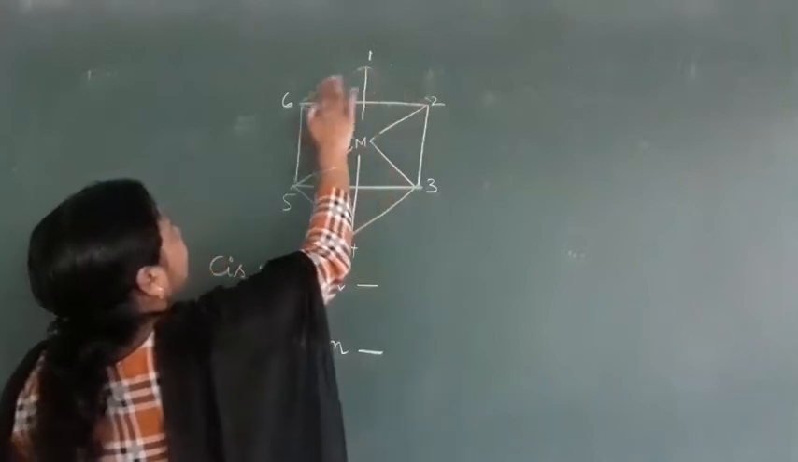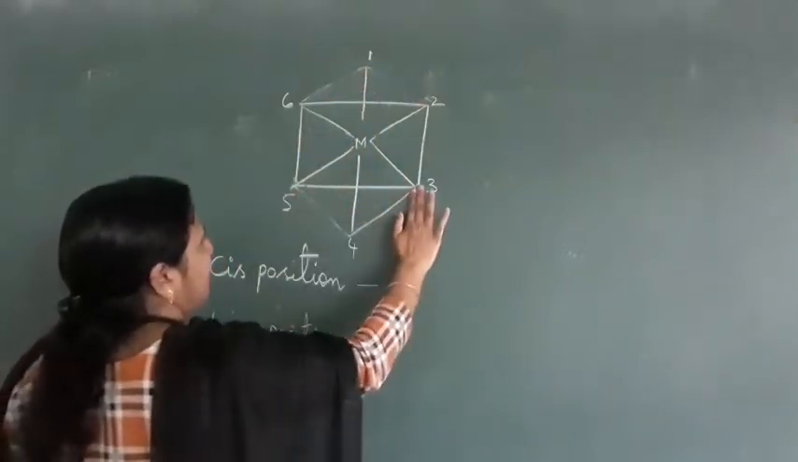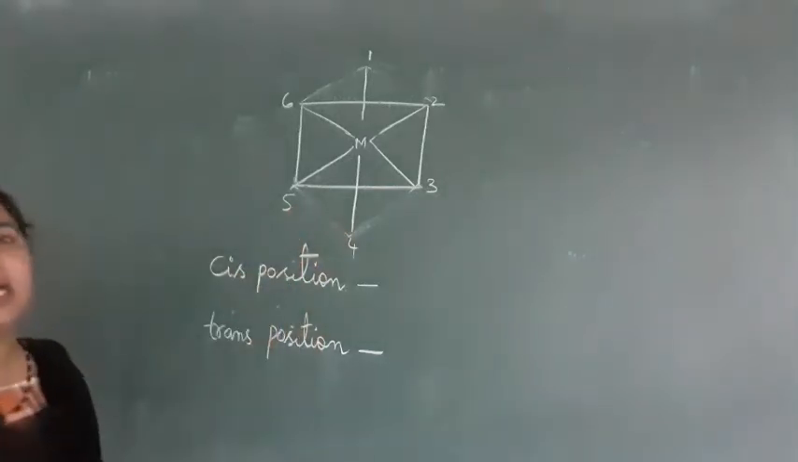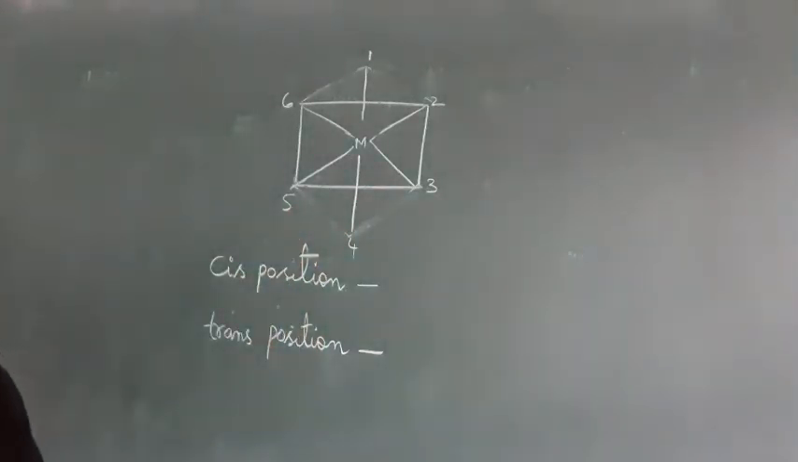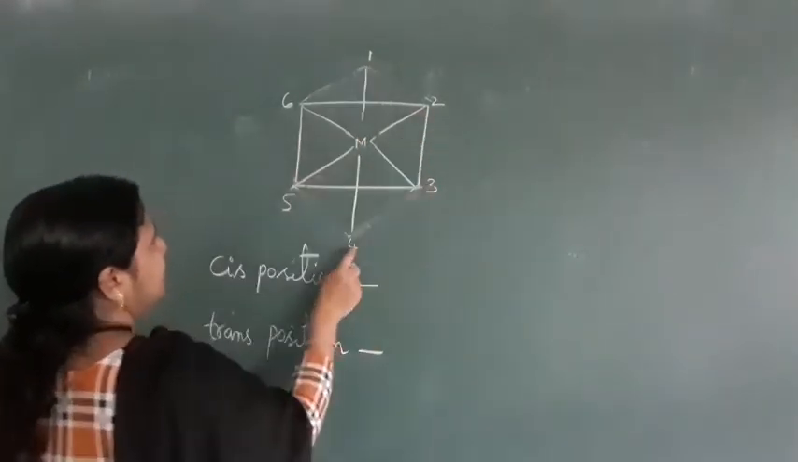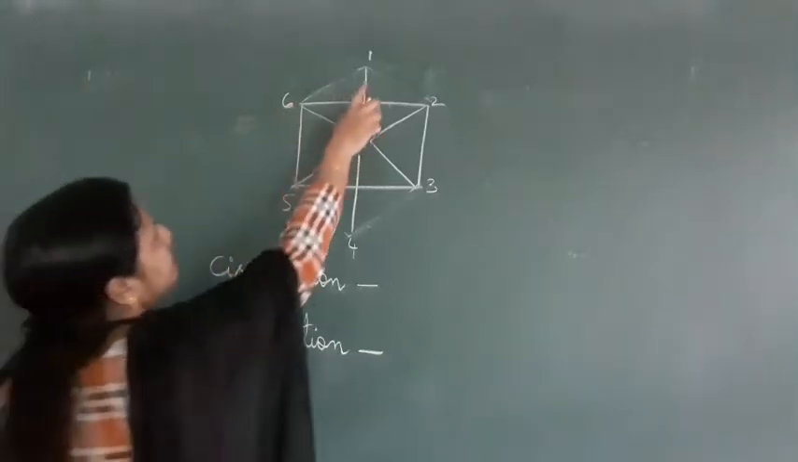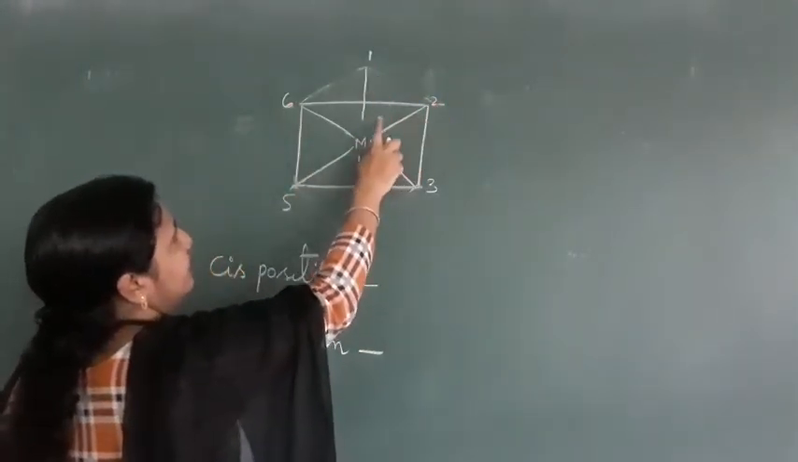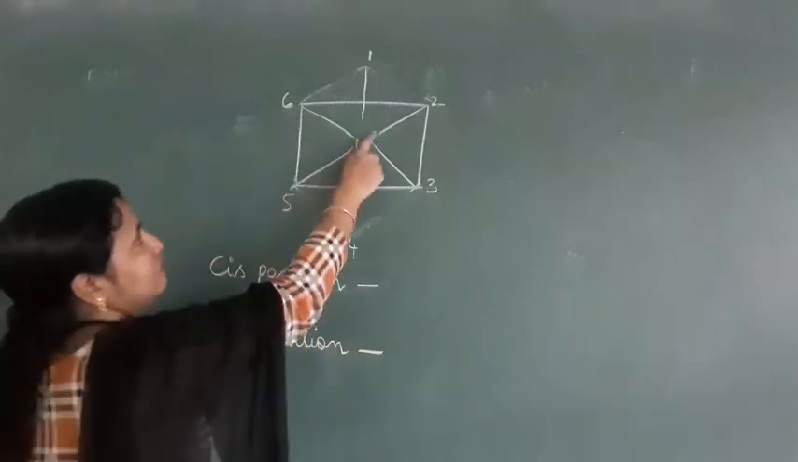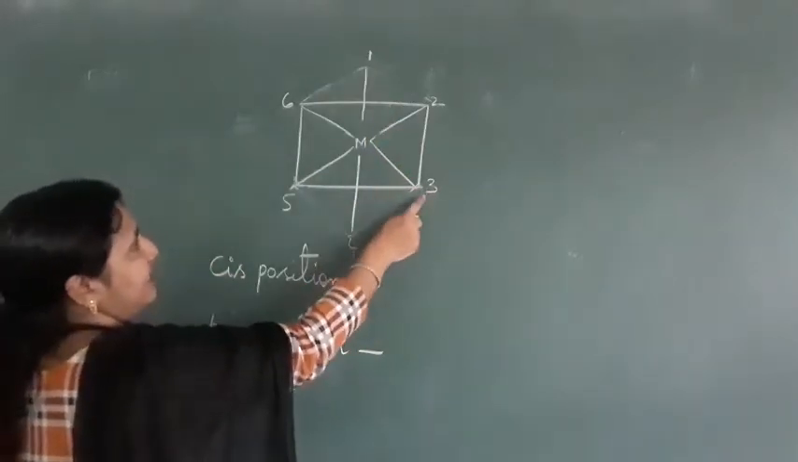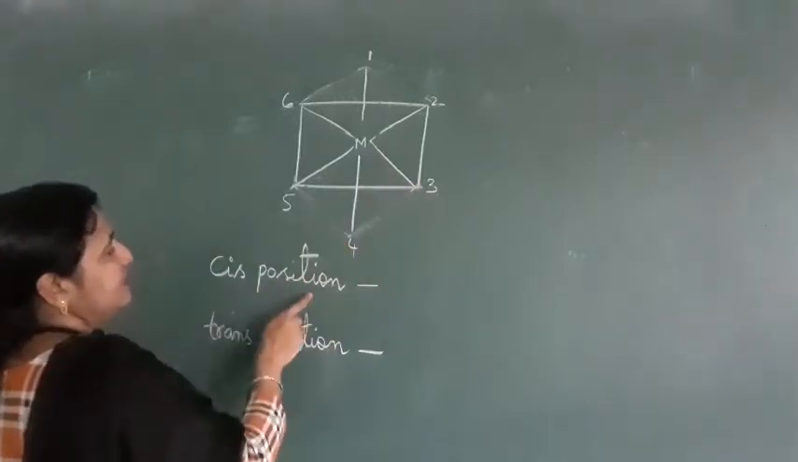Now in this square planar bipyramidal we are going to see first what are the cis positions and what are the trans positions. See here, I have put numbering 1, 2, 3, 4, 5, 6. In this, 1 and 2 are at 90 degrees, and that's why it is a cis position. And same here, 1 and 3 are at 90 degrees, and it is also a cis position.